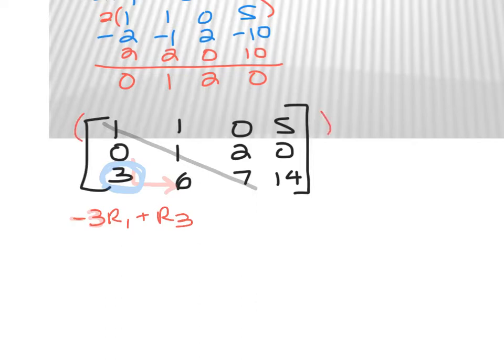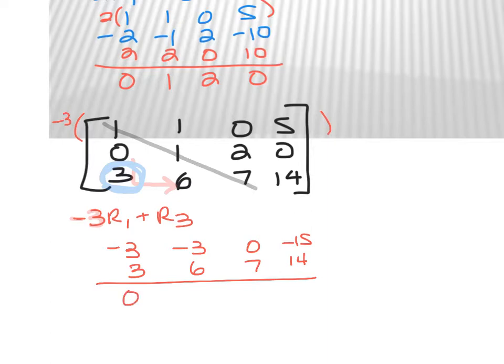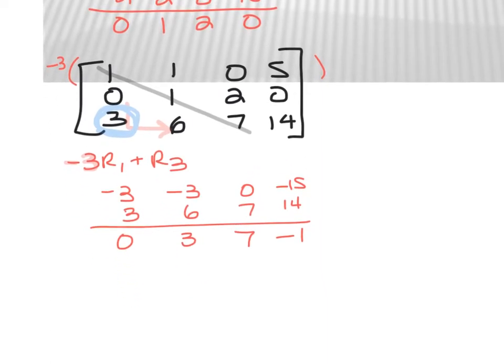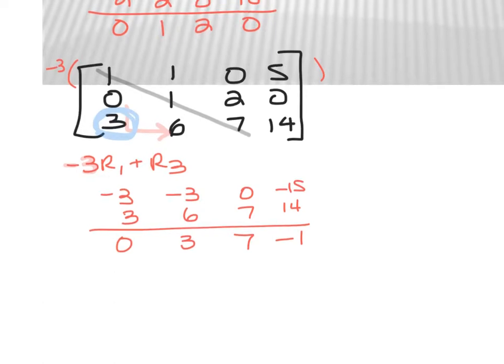So this time I'm going to multiply row 1 by -3. That's -3, -3, 0, -15, and 3, 6, 7, and 14. 0, 3, 7, -1. And again, I can replace row 1 or row 3 with it, but row 1's already set the way I want it to be. Row 3 is what I'm trying to replace. So 1, 1, 0, 5, 0, 1, 2, 0, 0, 3, 7, -1.